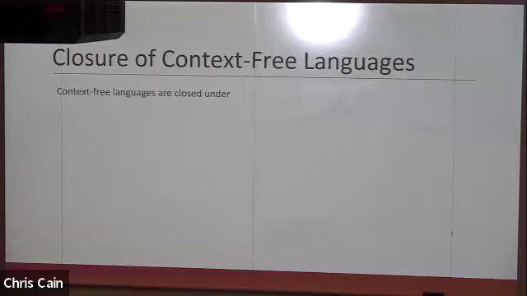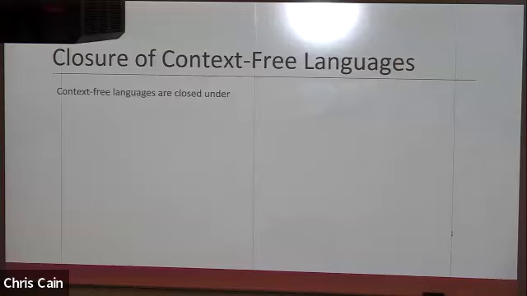So a context-free language, what can we do with context-free languages? We have two context-free languages. Can we union them together and guarantee that we get a context-free language? Can we intersect them and guarantee that we get a context-free language? Can we take the set difference and guarantee that we get a context-free language? So are they closed under union? Might be a first good question to ask. We actually tackled this earlier.